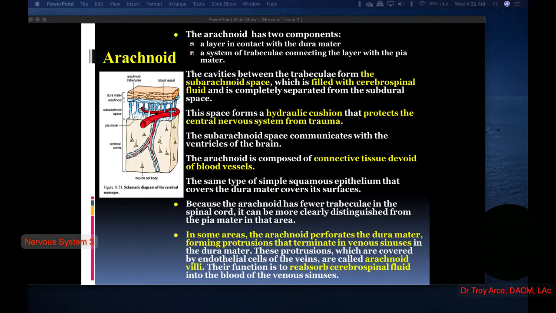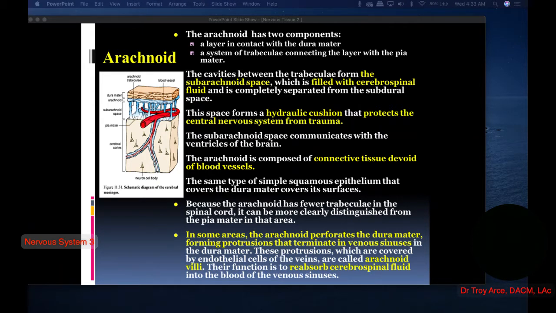It's tested quite often, and it's tested when we talk about epidurals and hematomas within those spaces and what portion of the brain or what layer is affected by certain types of bleeding. So it's important to pay attention to these layers. And the cavities between the trabeculae form the subarachnoid space, which is filled with cerebrospinal fluid and is completely separated from the subdural space. This space forms a hydraulic cushion that protects the central nervous system from trauma.